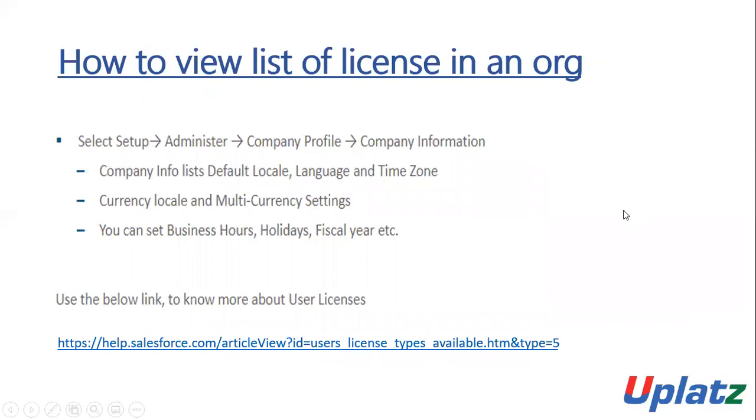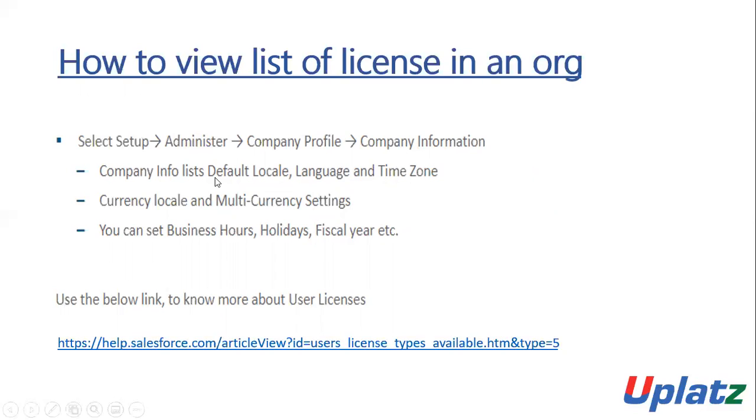How to view the list of licenses in our org. We'll select Setup, go to Administrator, Company Profile, Company Information. This is how we navigate in Classic Salesforce. In Lightning, we just need to type company profile, and we will see all the licenses.